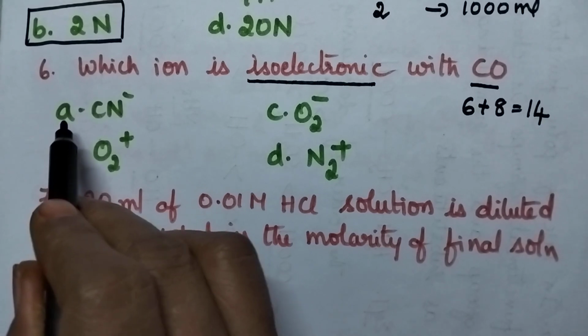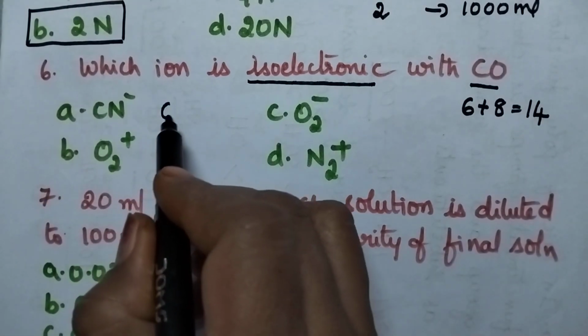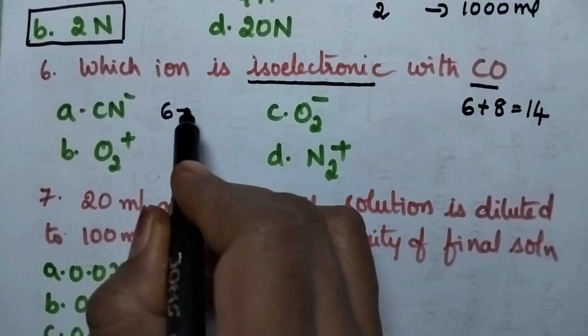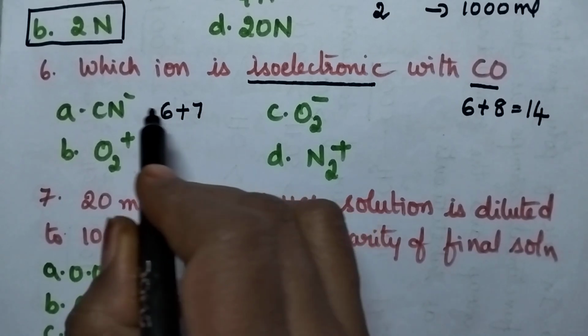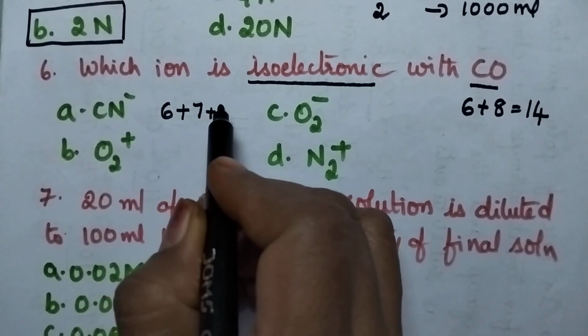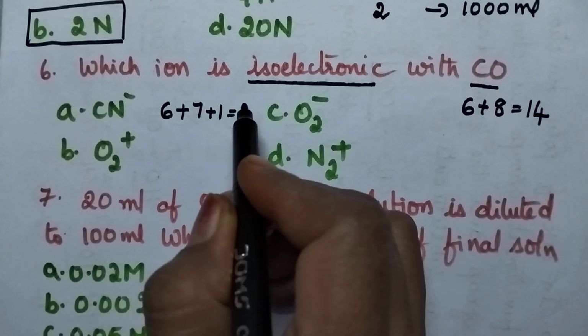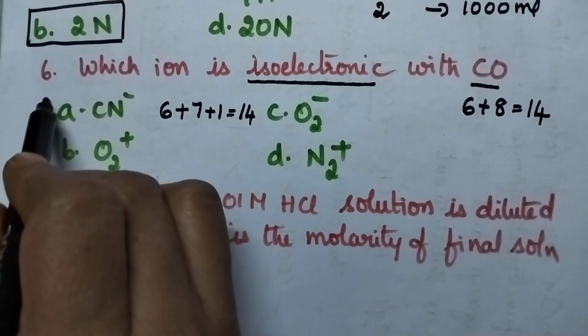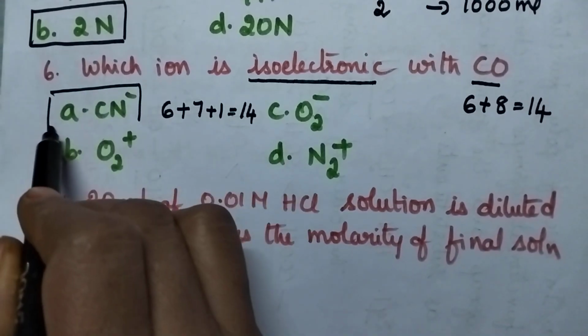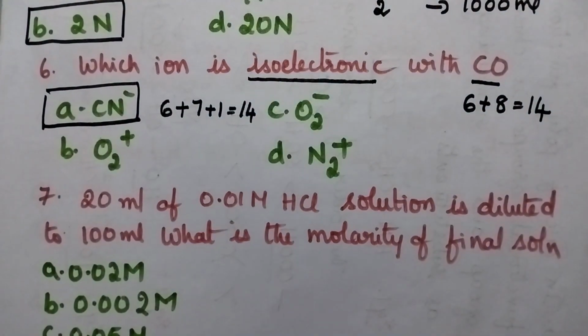So coming to the option A, CN minus. That means carbon has 6 electrons, nitrogen will have 7 electrons, negative charge means one more electron is present. So it contains 14 electrons. So option A, CN minus, cyanide, is the right option.